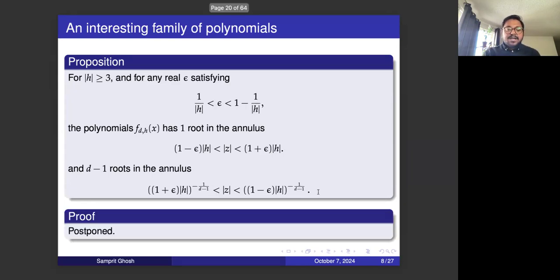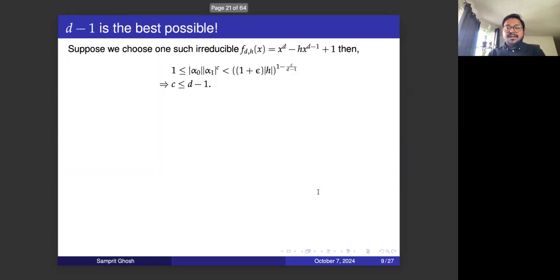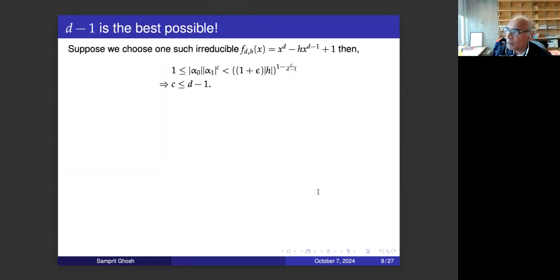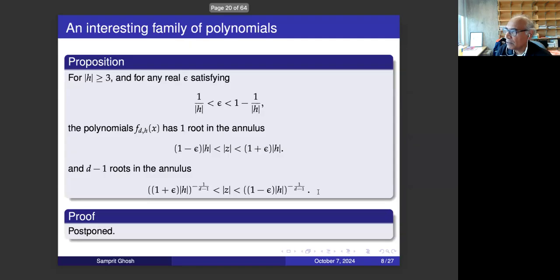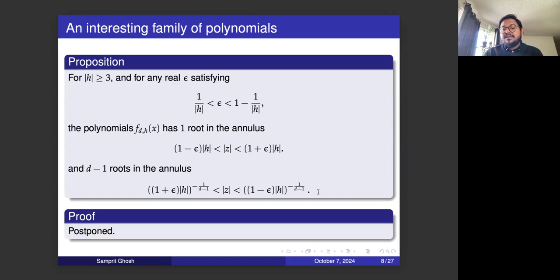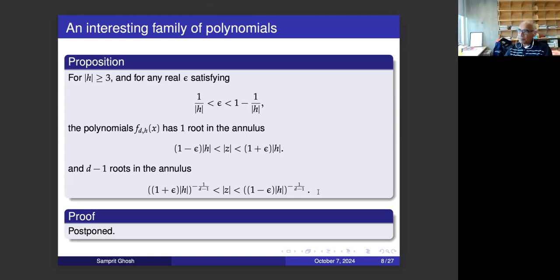Now, for the time being, I'll postpone the proof because we will prove a more general version of this proposition. I'll come to it. But for now, let's take it as a fact that this polynomial does in fact have this property. In that proposition, are you assuming the polynomial is irreducible or not? No, this polynomial, irrespective of irreducibility, has this property. You don't need irreducibility.